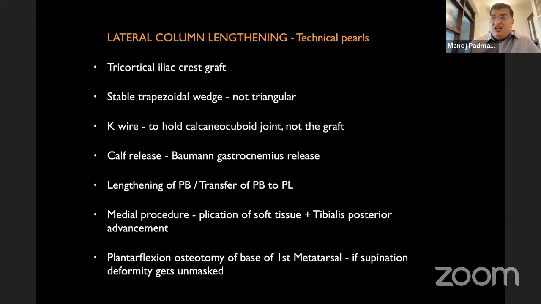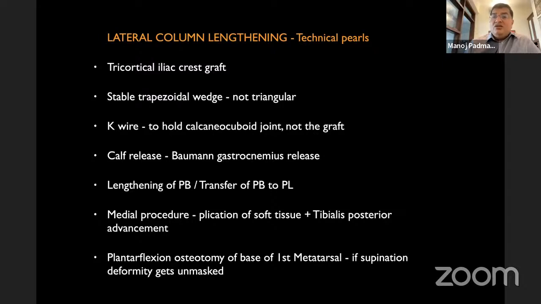It has to be a structural graft. So tricortical iliac crest graft remains the number one choice, where you have provisions. We don't have bone allograft in some places, so synthetic graft has been used. But the problem is synthetic graft can sometimes crumble. It's not a triangle, it's a trapezoidal wedge.